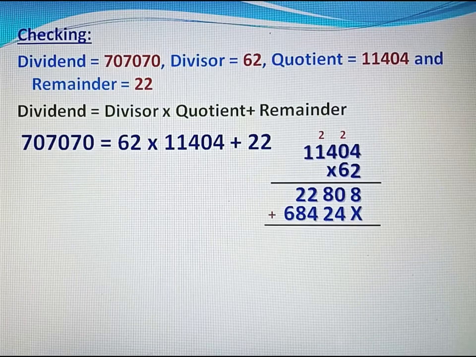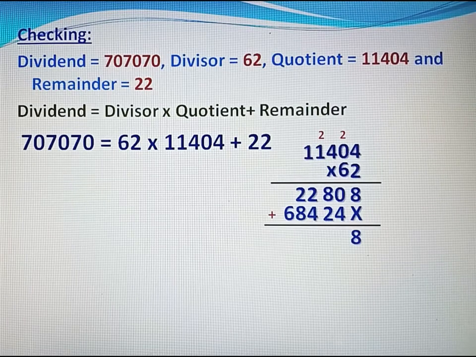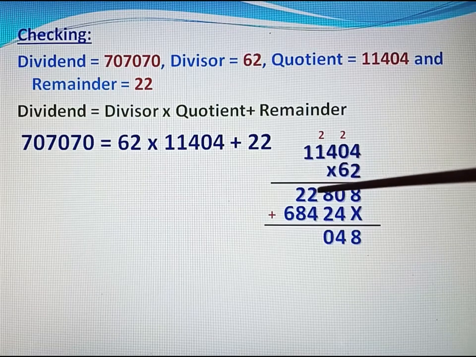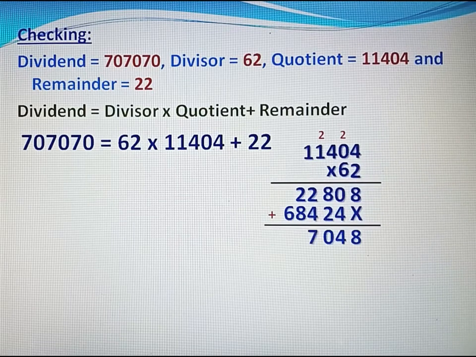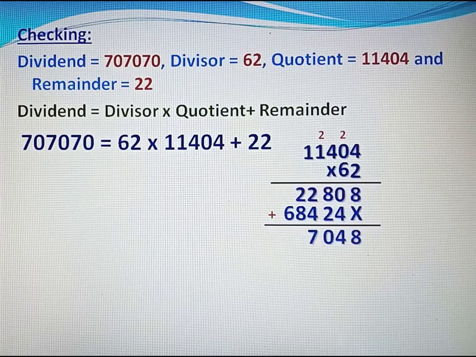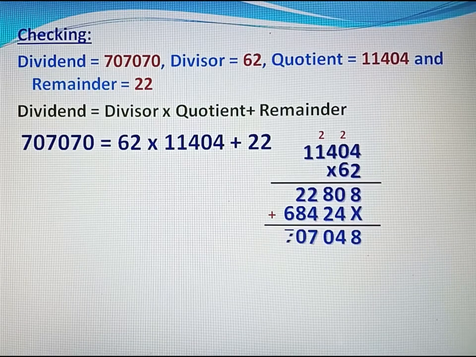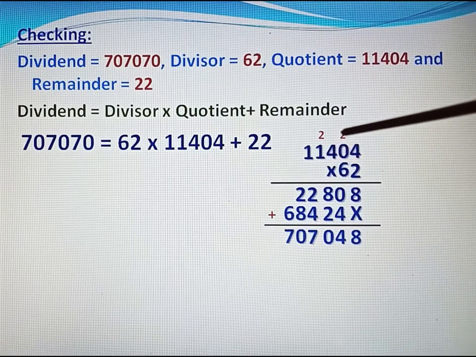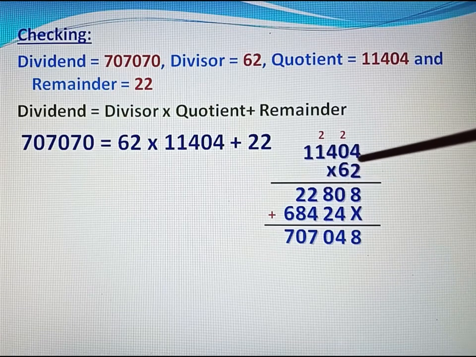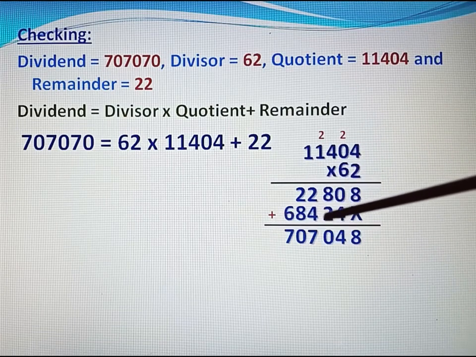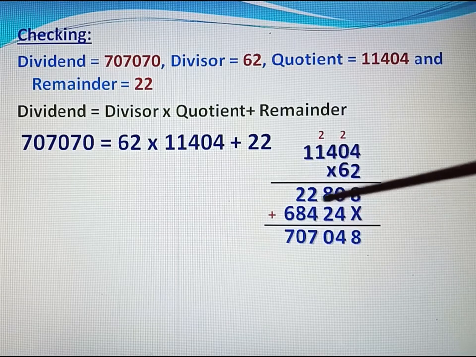addition. 8 0 plus 4 4, 8 plus 2 10, 0, 1 carry, 1 plus 2, 3, plus 4, 7, 2 plus 8, 10, 0, 1 carry, 1 plus 6, 7. 11,404 multiply 62 equal 7,07,048.